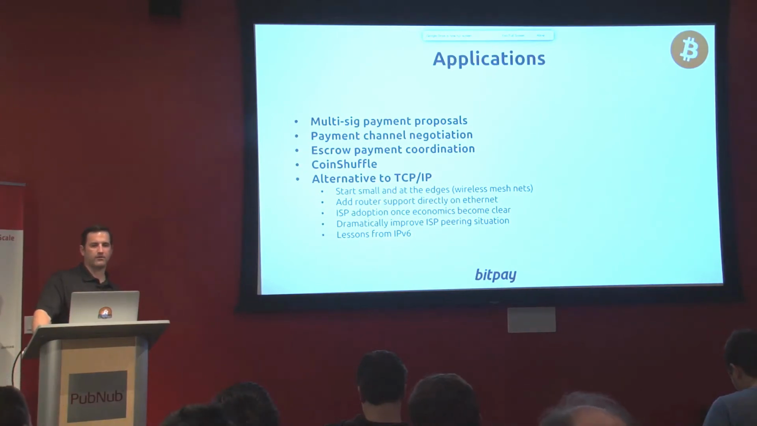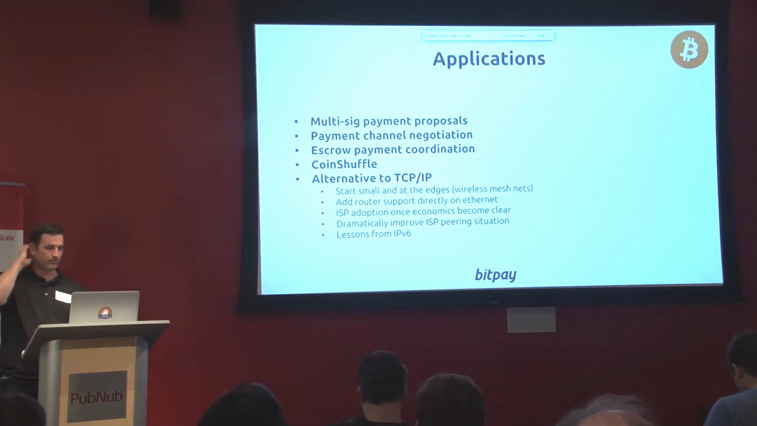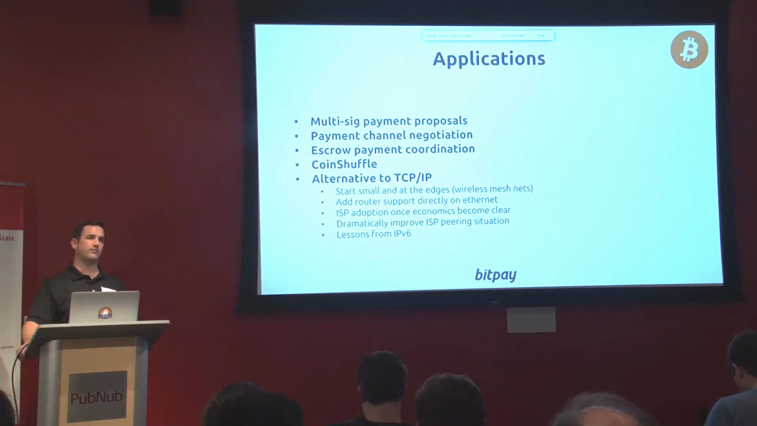Other applications: if you wanted to negotiate payment channels, or coordinate escrow payments. I mentioned Coin Shuffle because I think they were looking for some way to do this kind of thing. And then also, this could be an alternative to TCP/IP. It runs today on top of TCP, but there's no reason it couldn't be made to run directly on Ethernet and not use IP at all.